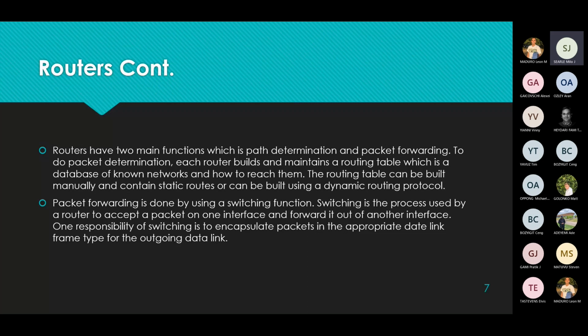Routers have two main functions, which are path determination and packet forwarding. To do path determination, each router builds and maintains a routing table, which is a database of known networks and how to reach them. The routing table can be built manually and contain static routes, or can be built using a dynamic routing protocol, so DHCP.